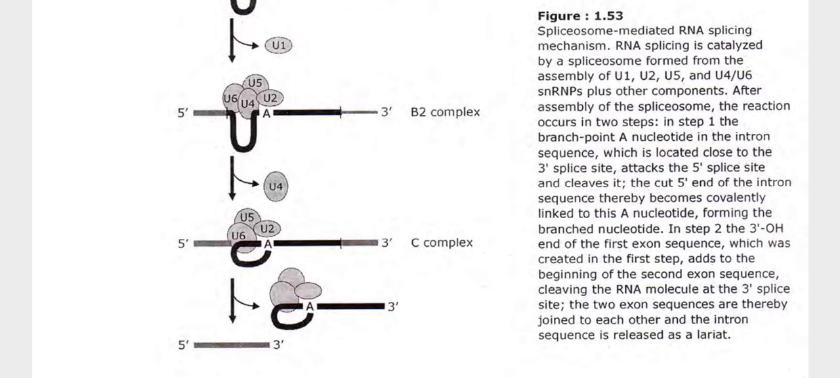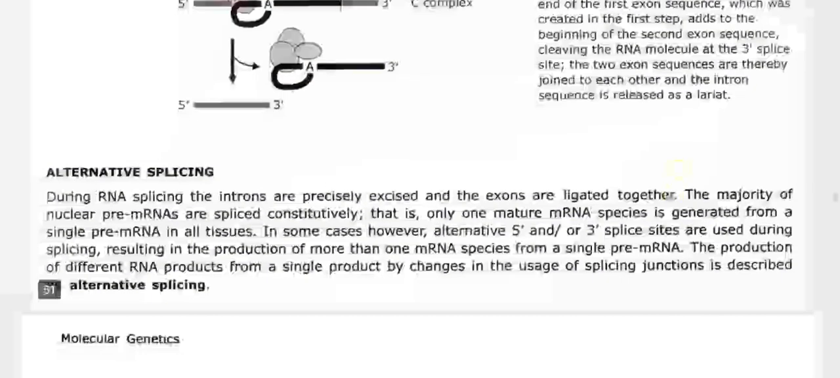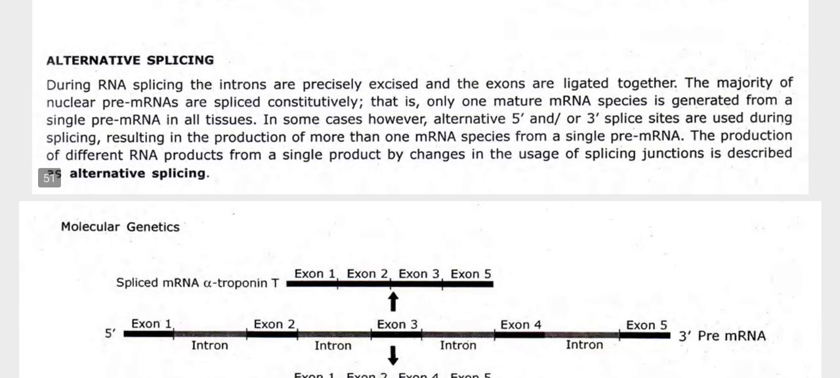In step 2, the 3' OH end of the first exon sequence, which was created in the first step, adds to the beginning of the second exon sequence, cleaving the RNA molecule at the 3' splice site. The two exon sequences are thereby joined to each other and the intron sequence is released as a lariat. Next is alternative splicing.